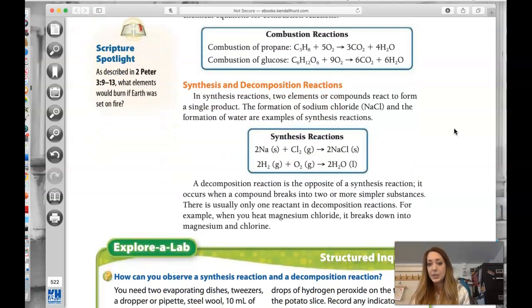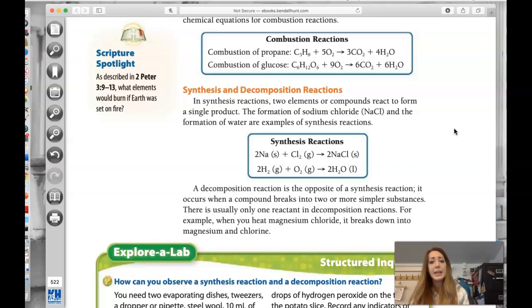Synthesis and decomposition reactions. In synthesis reactions, two elements or compounds react to form a single product. The formation of sodium chloride and the formation of water are examples of synthesis reactions. So these we're used to seeing, right? Sodium, chlorine, and we get table salt. Hydrogen, oxygen, and we get water.